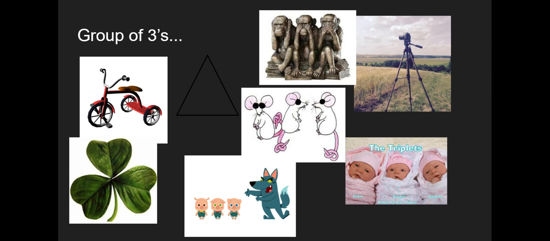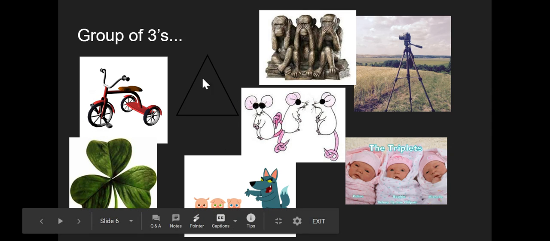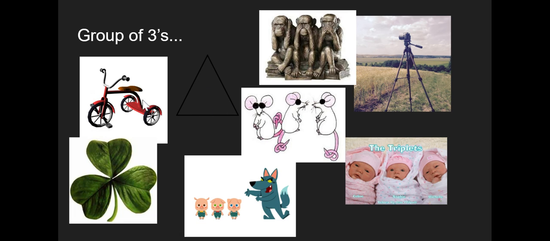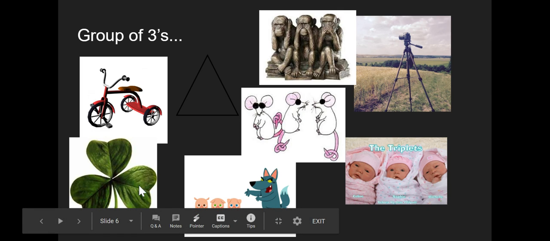Let's continue. Here are some things that come in groups of 3s. I'm going to only talk about a couple. There's a triangle there, and we know there's 3 sides of a triangle. We pointed out the 3 wheels on the tricycle before. Do you hear something that's interesting between tricycle and triangle? And that tells us what the name of this object in the corner is. This is a tripod because it has 3 legs that holds up the camera. We have 3 leaves on a 3-leaf clover, 3 little pigs, 3 blind mice, and of course, if you're born as a threesome, then you're called triplets.